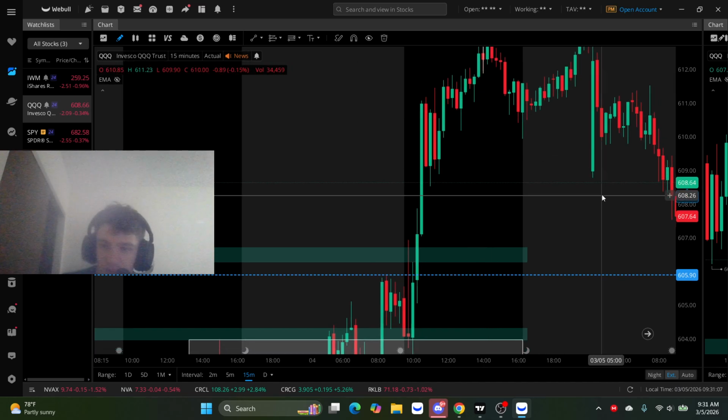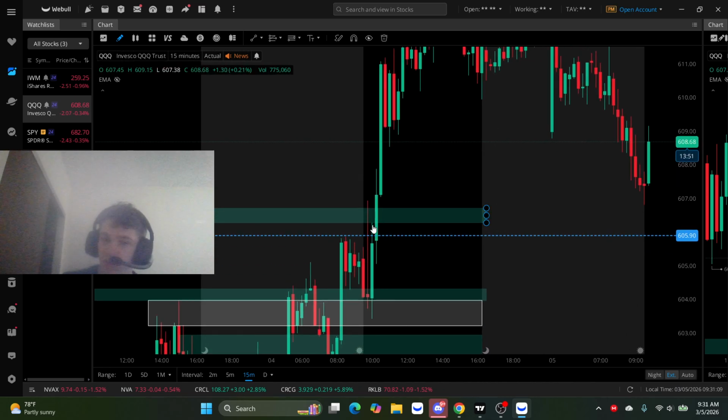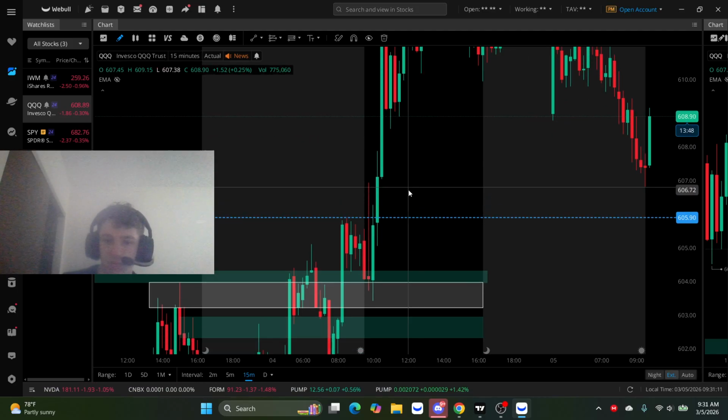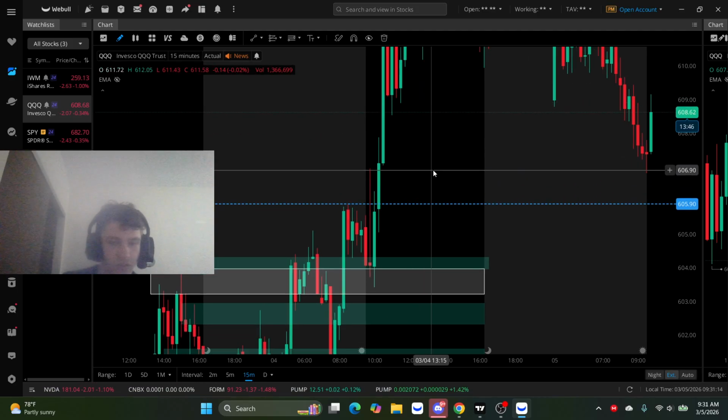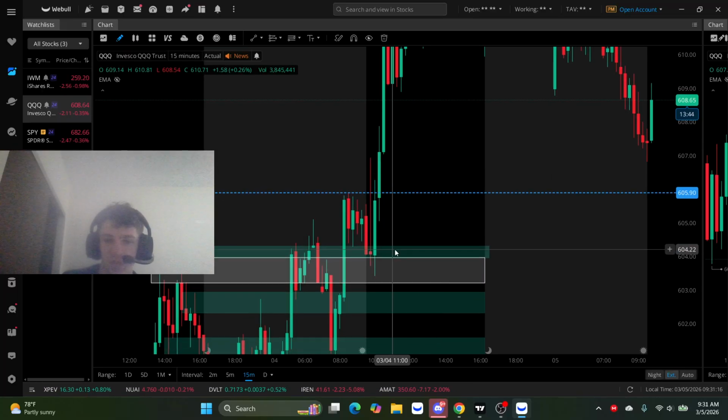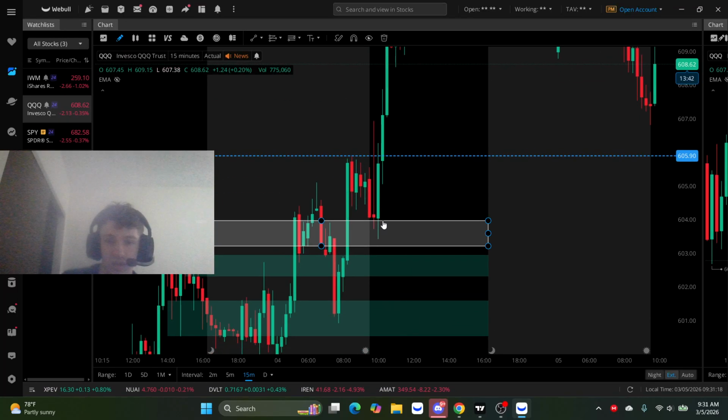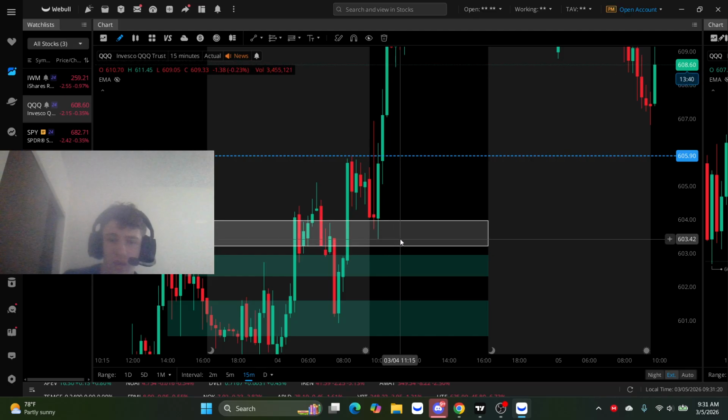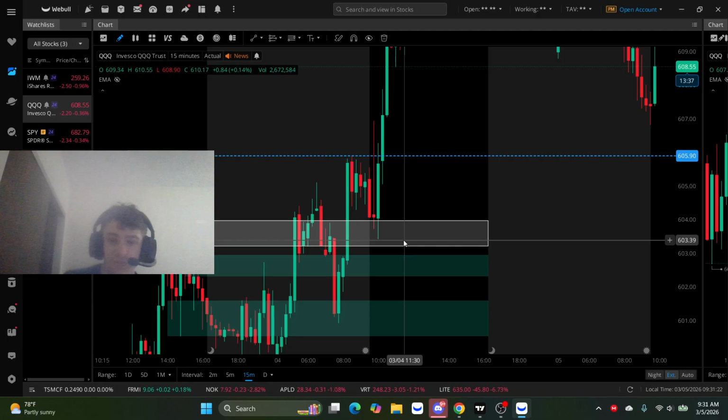Also, any drawings I had, I like to get rid of those. Same with this light green zone. It's already been broken through, so we're gonna get rid of that, and we're just gonna make new levels where more accurate support is for today. Same with this one. And this one is a bit of a special case because this one has not fully been filled.